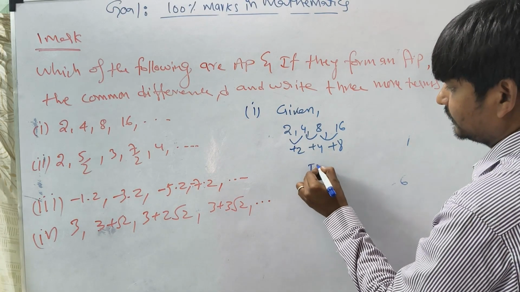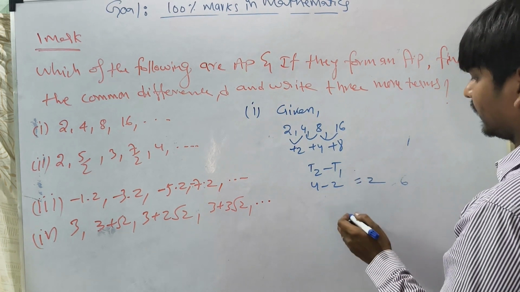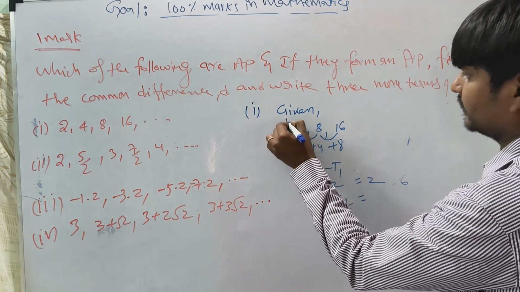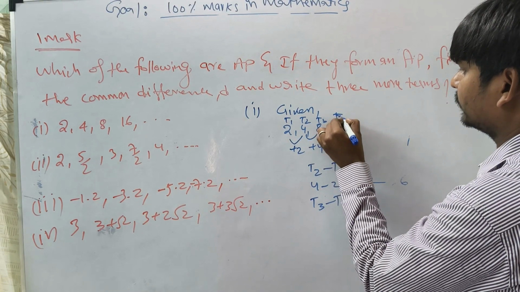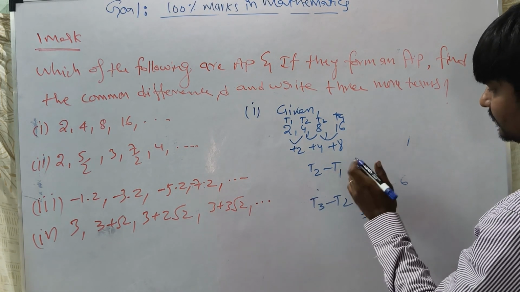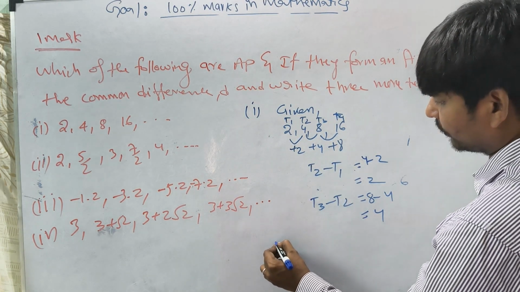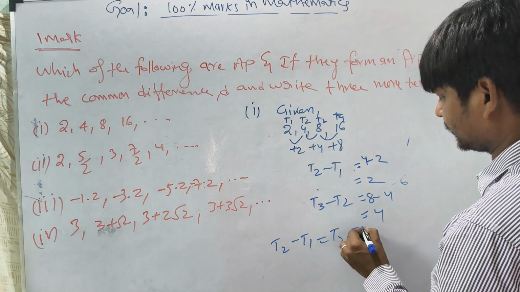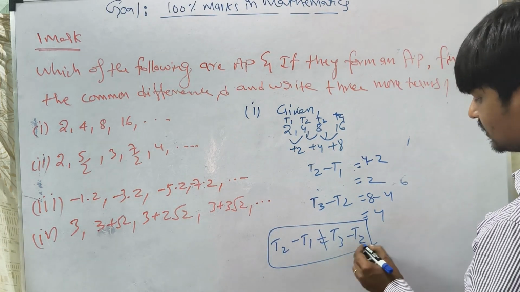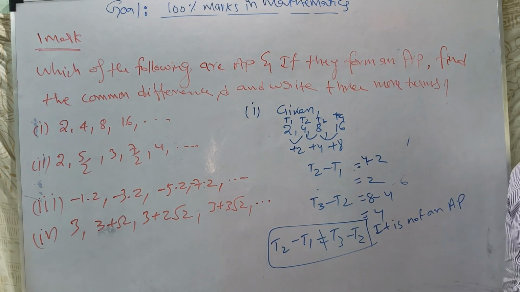Otherwise, T2 minus T1 is how much? 4 minus 2 gives 2. Now again T3 minus T2: T3 is 8, 8 minus 4 gives 4. So here it is giving 2, here it is giving 4. If it should be in AP, it follows T2 minus T1 is equal to T3 minus T2, but it is not following. T2 minus T1 is not equal to T3 minus T2. So that's why it is not an AP. Simply your answer: it is not an AP.